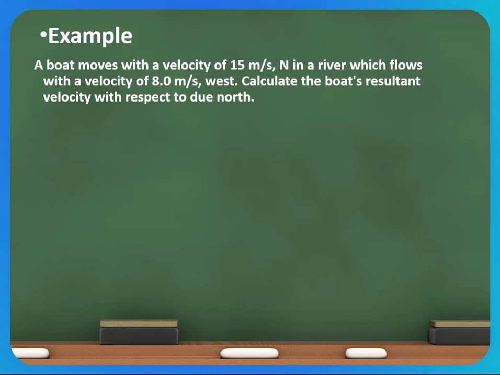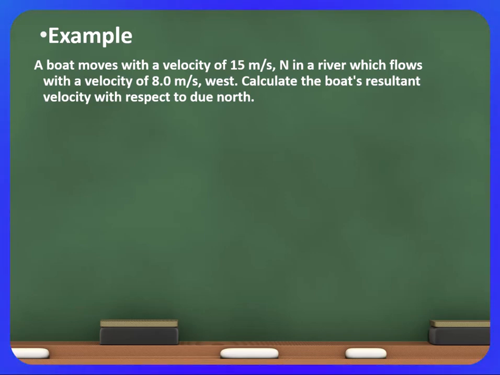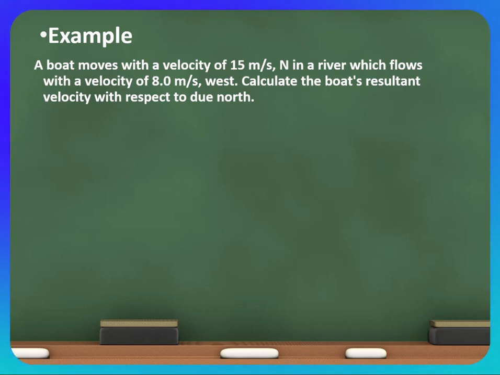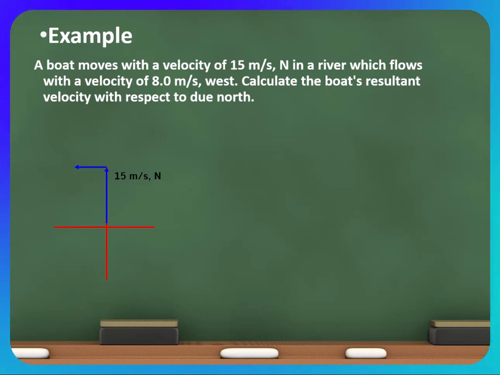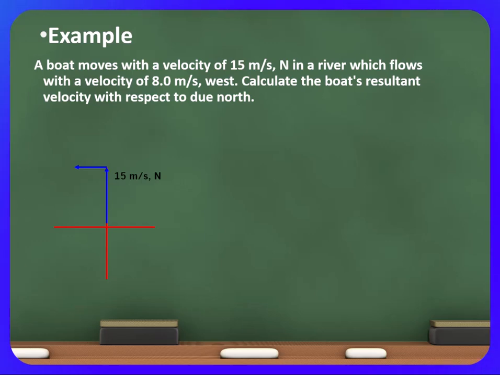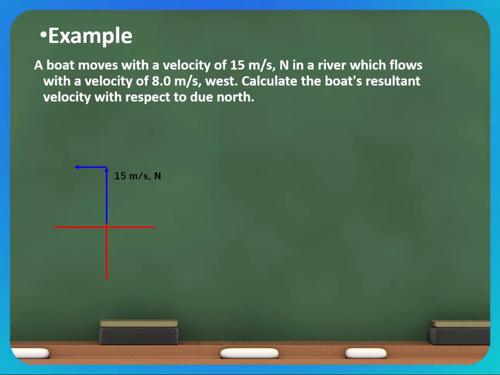In this example, a boat moves with a velocity of 15 meters per second north in a river which flows with the velocity of 8 meters per second west. Calculate the boat's resultant velocity with respect to due north. So let's draw that. North, south, east, west. Okay, due north is that blue arrow. So it's traveling 15 meters per second north. Okay, and then our second vector is 8 meters west.